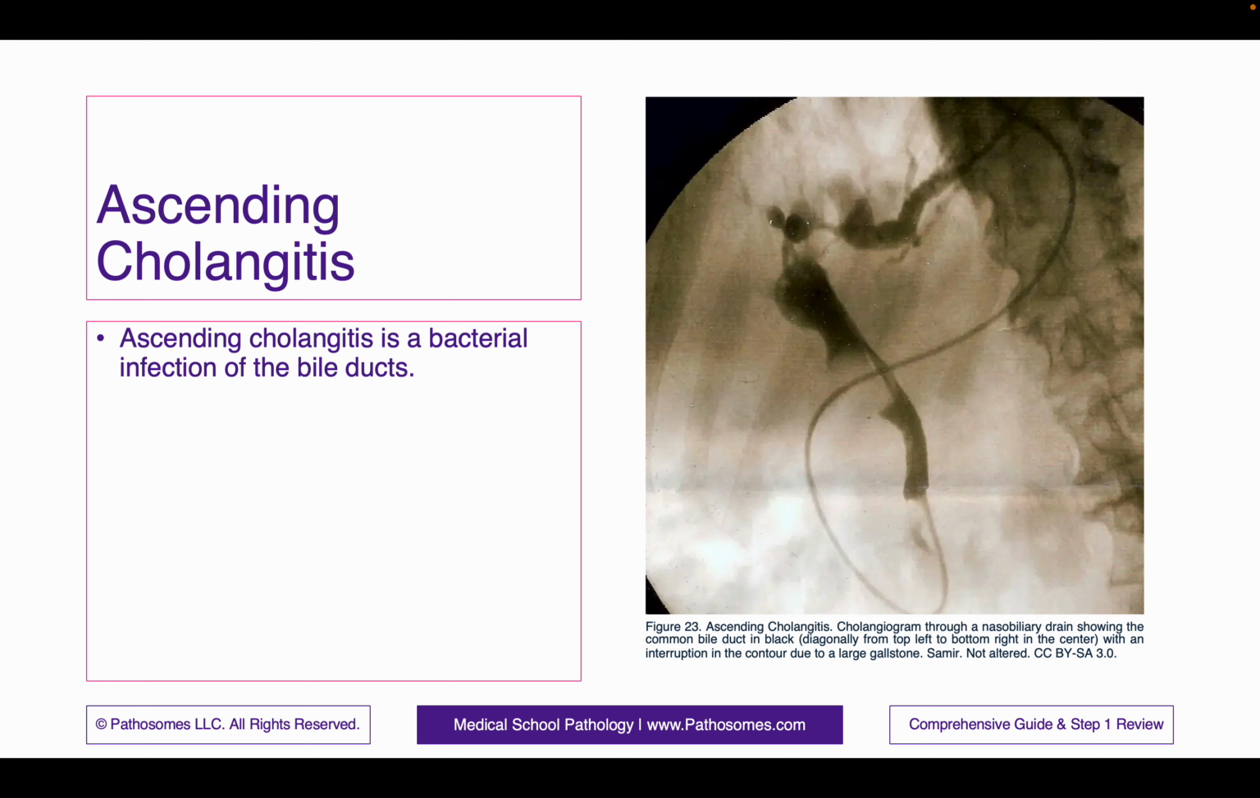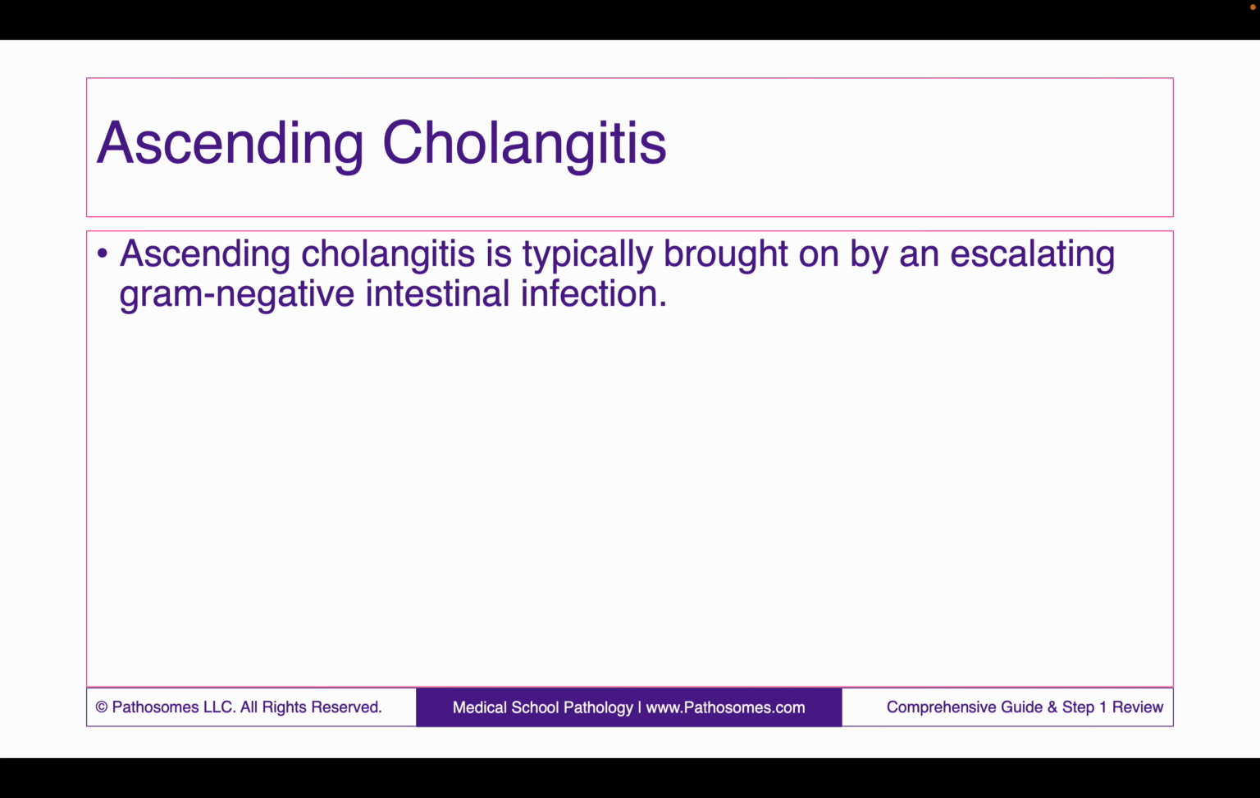And here's another important topic that you must know. Ascending cholangitis. Ascending cholangitis is a bacterial infection of the bile ducts. To the right here, we can see a cholangiogram that's through a nasobiliary drain showing the common bile duct in black, with an interruption in the contour due to a large gallstone. Ascending cholangitis is typically brought on by an escalating gram-negative intestinal infection.